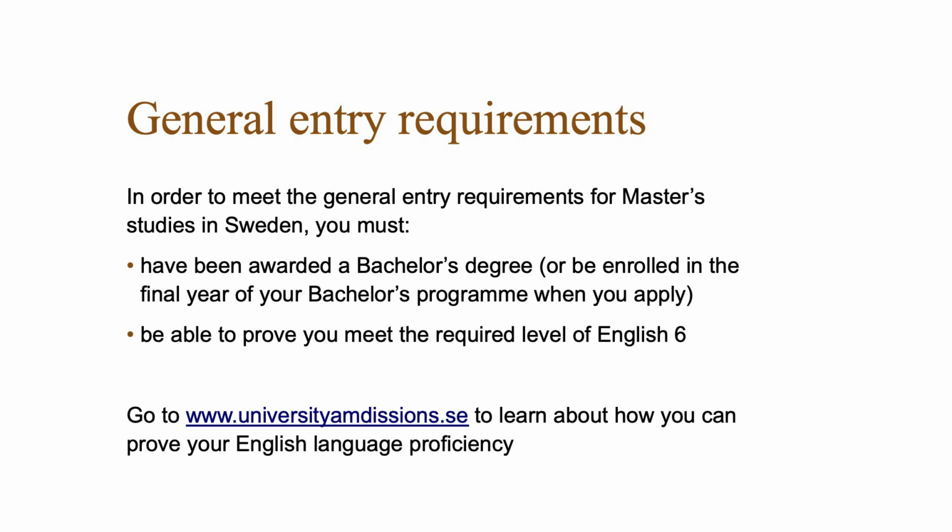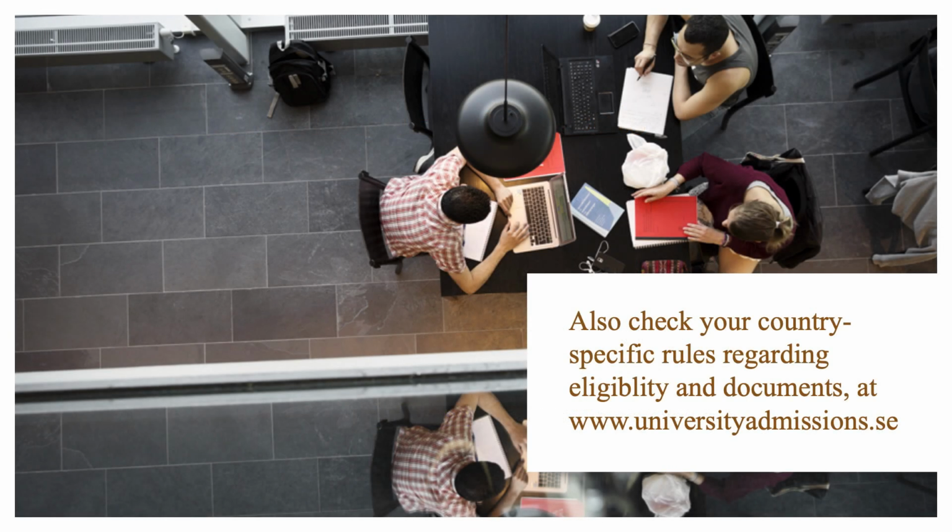On the national application website universityadmissions.se, you can find details on how to prove your English language proficiency. Depending on where you have previously studied, there may also be additional country-specific requirements which you have to consider. For example, you may have studied in a country where a 4-year bachelor's degree is required in order to meet the general entry requirements for master's studies in Sweden. Again, go to universityadmissions.se and check out the country-specific page for the country in which you completed your bachelor's studies.